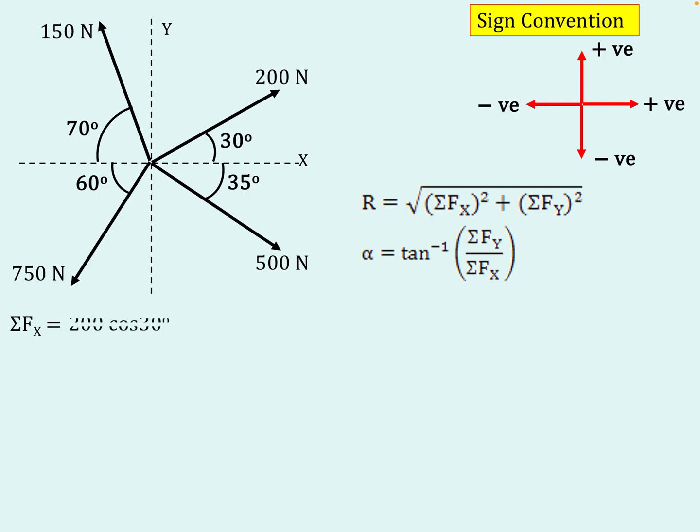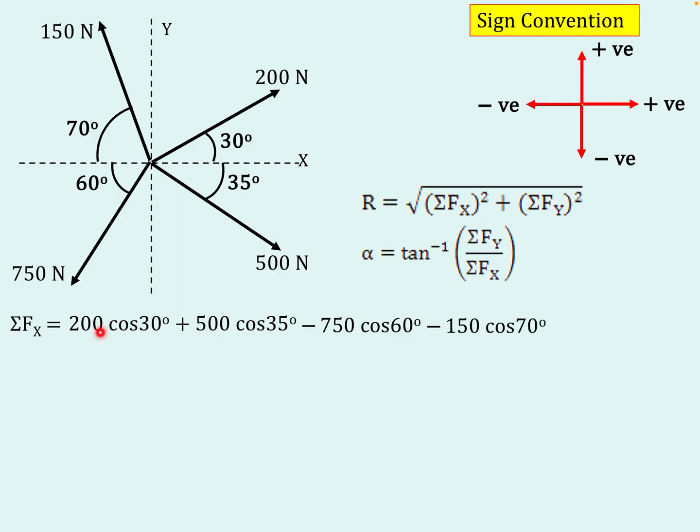Sigma Fx. The 200 newton force, its x component is to the right, so this goes with a positive sign, which is 200 cos 30, the angle with the x-axis always. Now the 500 newton force, its x component is also to the right, so it is positive, plus 500 cos 35. But the 750 newton force, its x component is to the left, so it goes with minus 750 cos 60, angle with the x direction. And lastly the 150 newton force, its x component is to the left, so it is again minus 150 cos 70.